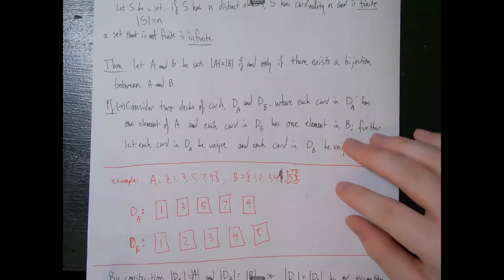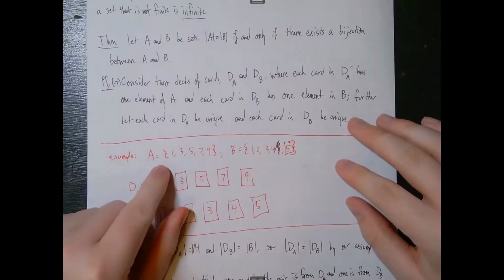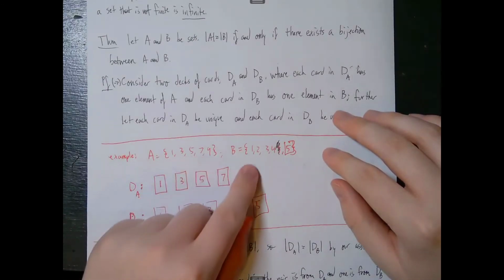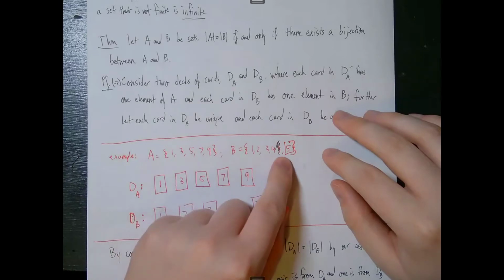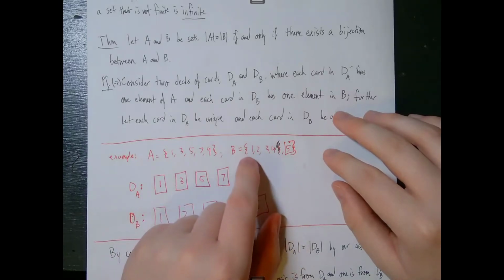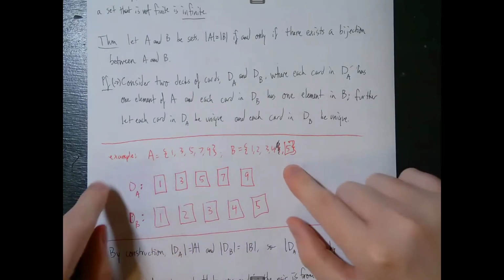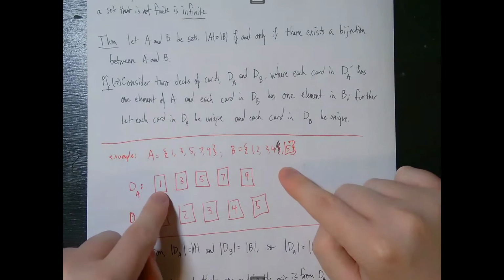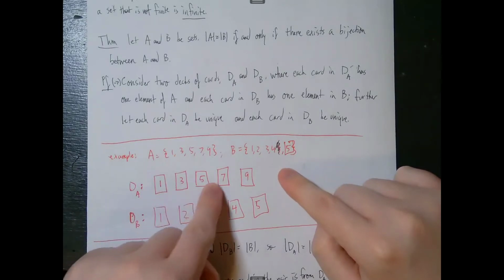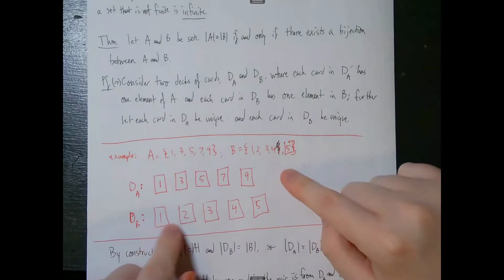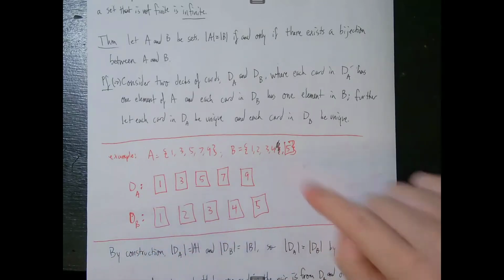So I have an example right here. For A equals 1, 3, 5, 7, and 9, and B equals 1, 2, 3, 4, 5. Please ignore the mistakes that I made here. B is 1, 2, 3, 4, 5. But for these sets, we're going to define D sub A as the deck containing the cards 1, 3, 5, 7, and 9, and D sub B will be the deck containing the cards 1, 2, 3, 4, and 5.